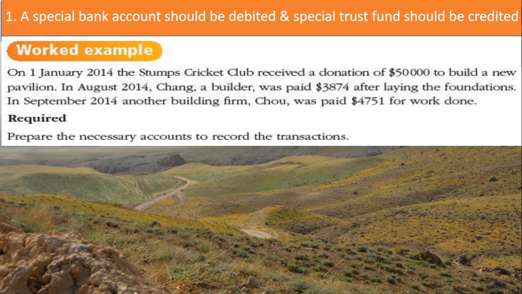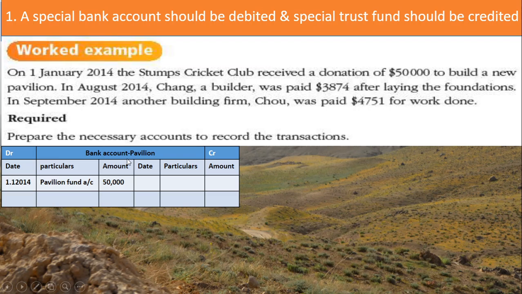So this example is extracted from a book. On 1st Jan 2014, Stumps Cricket Club received a donation of $50,000 to build a new pavilion. So to build a pavilion is a specific purpose, and the donation received is 50,000. So we have received a donation for a specific purpose, so here we need to increase the bank balance.